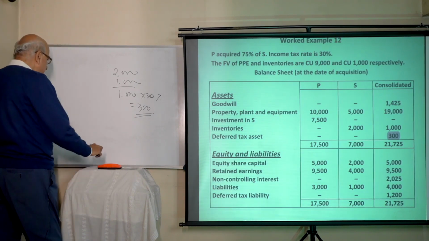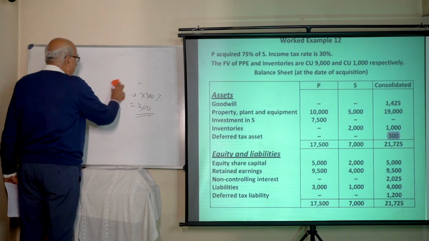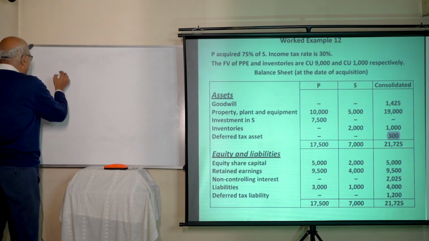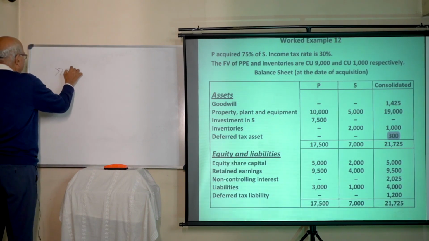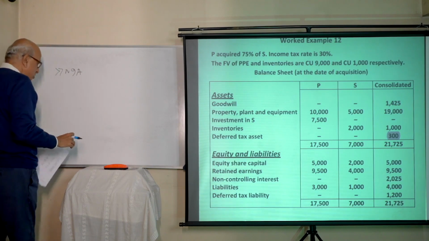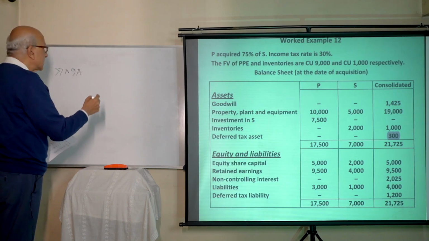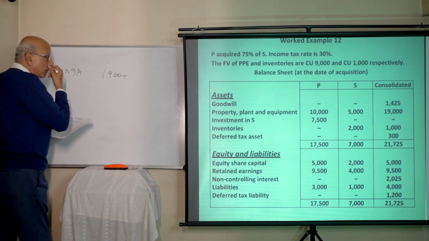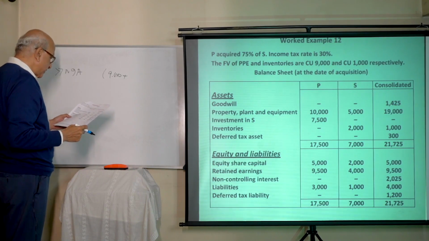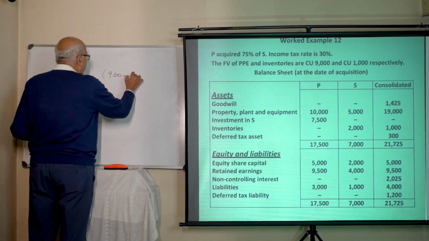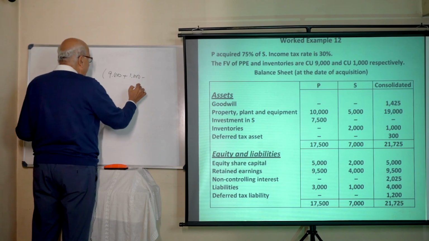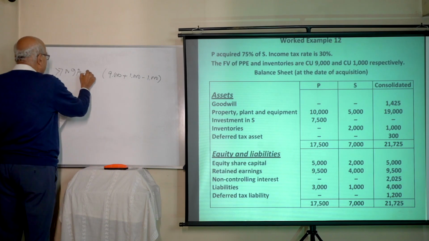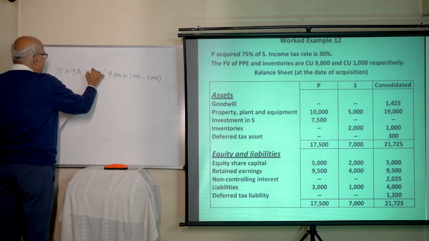Now we calculate what is goodwill, what is non-controlling interest. First of all, net identifiable assets. How much? 9000 is the value of PPE, plus there is inventories 1000. Fair value is taken, minus this liability also 1000. So it comes to 9000. Net identifiable assets 9000.